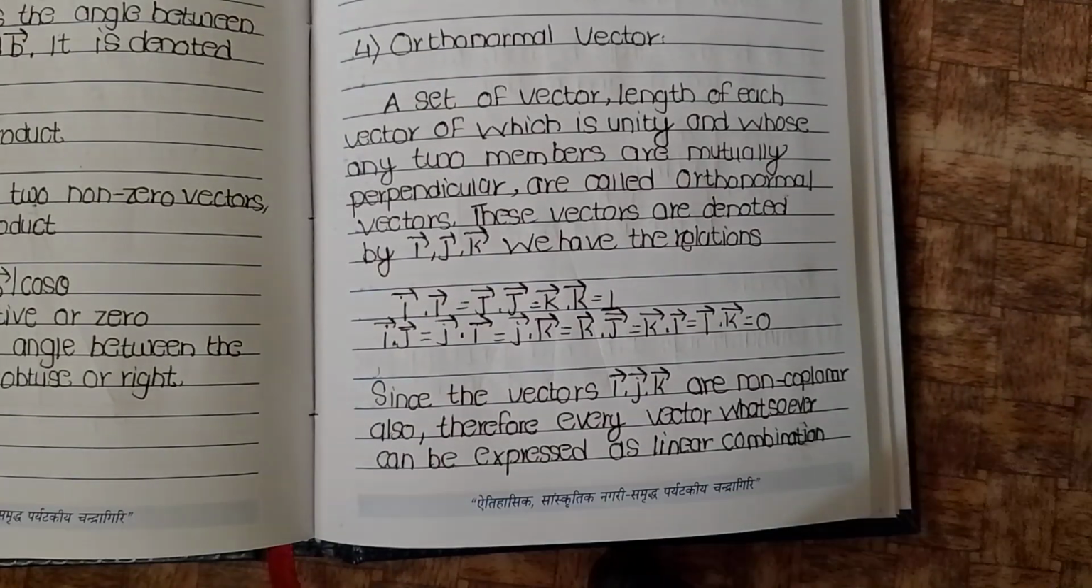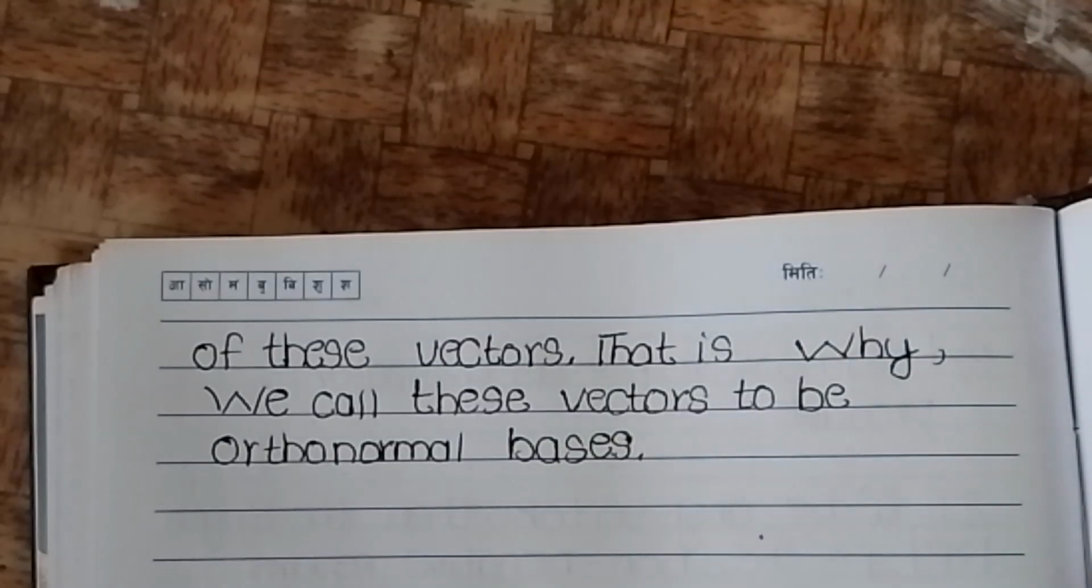So here it is written, since the vectors I vector, J vector, K vector are non-coplanar, also therefore every vector whatsoever can be expressed as a linear combination of these vectors. That is why we call these vectors orthonormal bases.